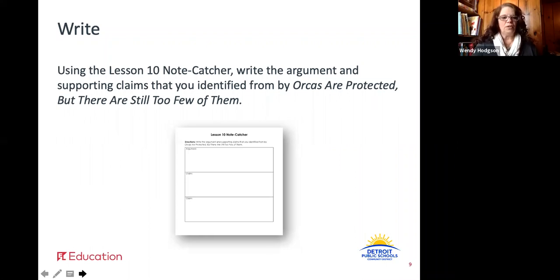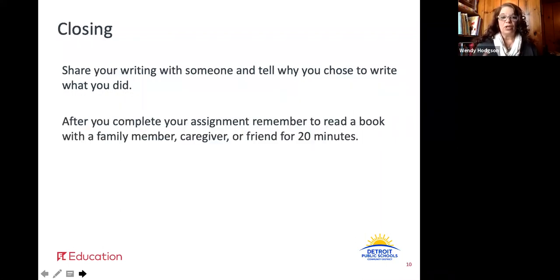And so what we're going to do is I'd like you to share your reading and really your note catcher writing with someone in your house that you've been working with today. And don't forget to read for 20 more minutes for your own pleasure, just around things that you're interested in reading. And take that time to maybe look for more information about whales or this topic or something else you're interested in.